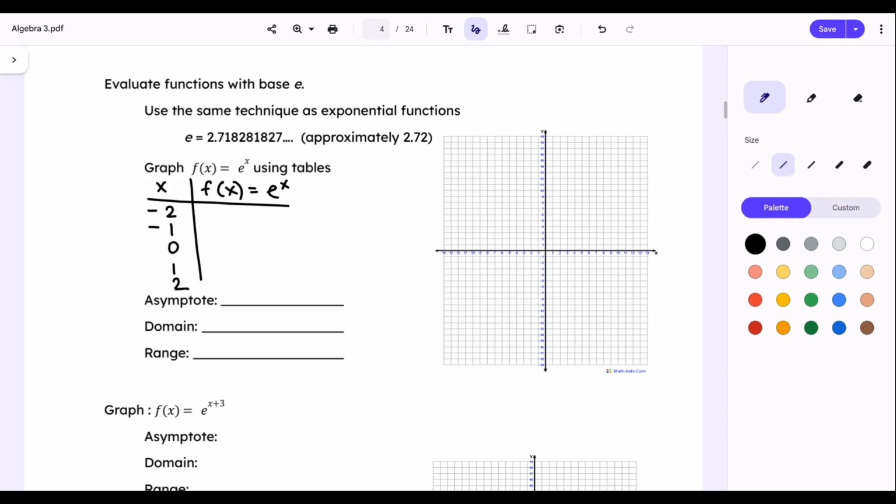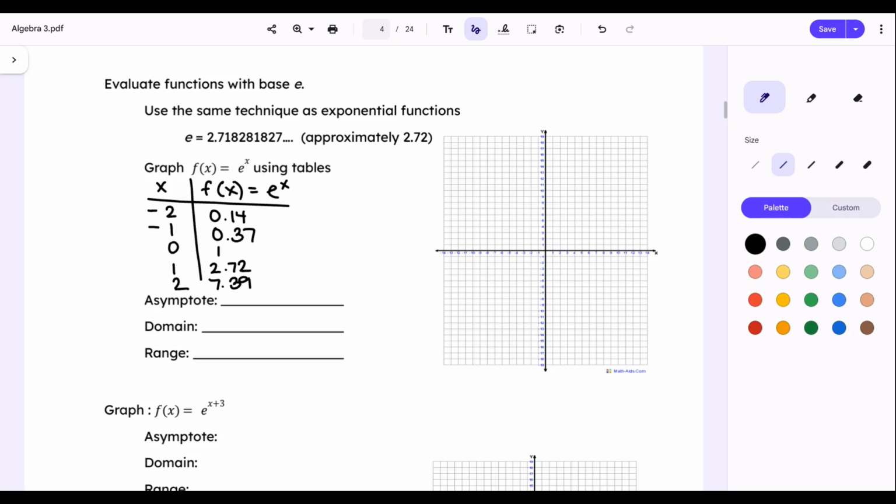Okay, so at -2, again, I'm going to use my decimals here, and I'm going to round. This is 0.14. -1 is at 0.37. 0 is at 1. 1 is at 2.72. And 2 is at 7.39. Okay, and you could round to the nearest tenth too. You don't have to do 2 decimal points out like I did.